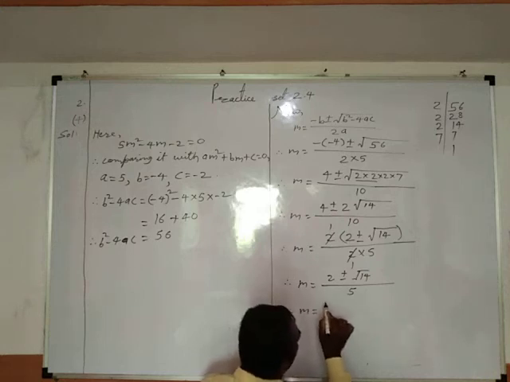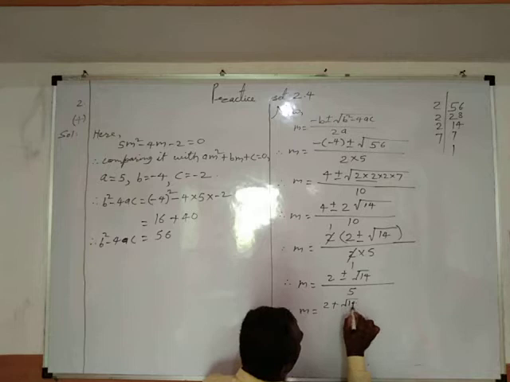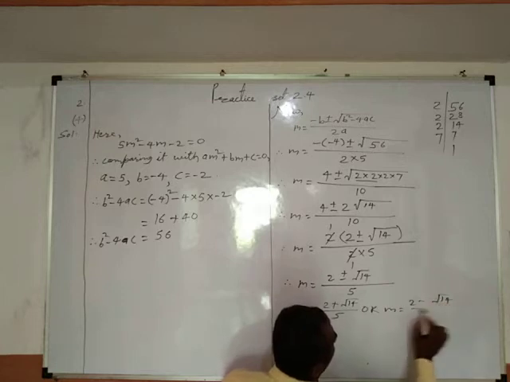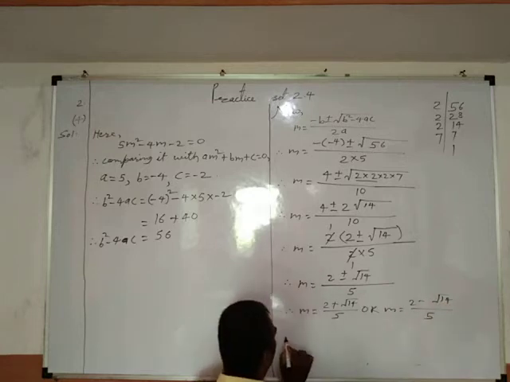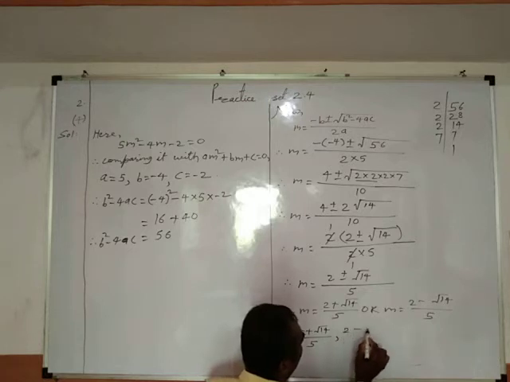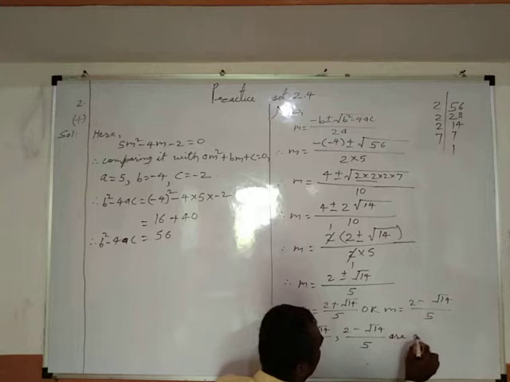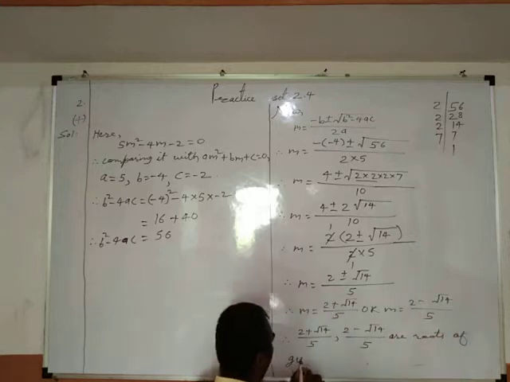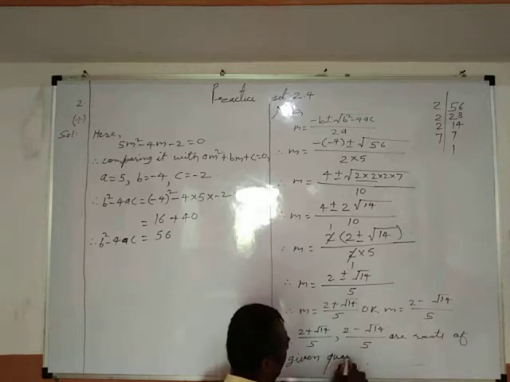and therefore m equals 2 plus root 14 upon 5, or m equals 2 minus root 14 upon 5, and therefore 2 plus root 14 upon 5, comma, 2 minus root 14 upon 5 are roots of the given quadratic equation.